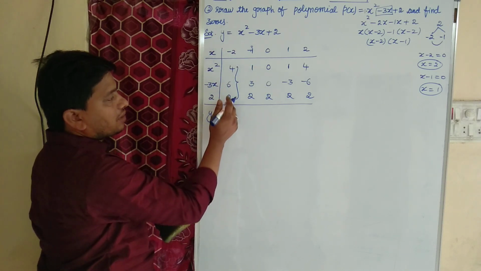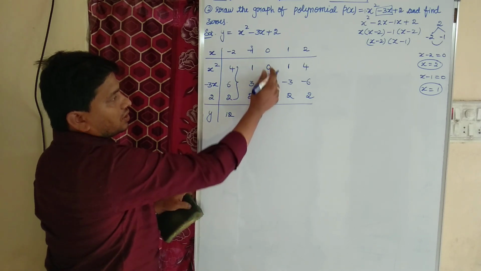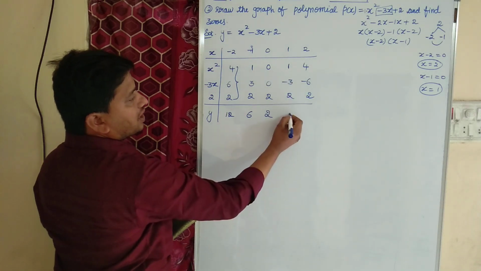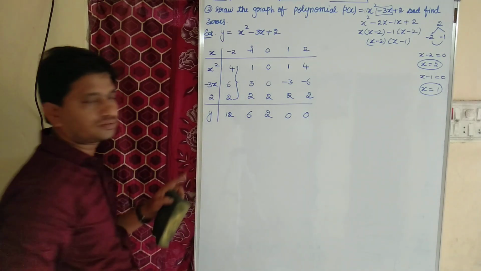4 plus 6, 10, 10 plus 2, 12. 1 plus 3, 4, 4 plus 2, 6. 0 plus 0, 0 plus 2, 2. 1 plus 2, 3, 3 minus 3, 0. 4 plus 2, 6, 6 minus 6, 0.